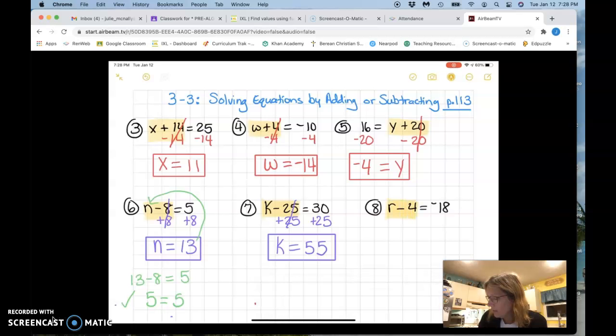What is happening to the variable? 4 is being subtracted, so I'm going to do the opposite. I'm going to add 4. Whatever I do to one side, I have to do to the other. The 4s cancel out. And negative 18 plus 4, the signs are different, so I subtract. 18 minus 4 is 14. But the answer takes the sign of the bigger number. 18 is negative, so my answer is negative.